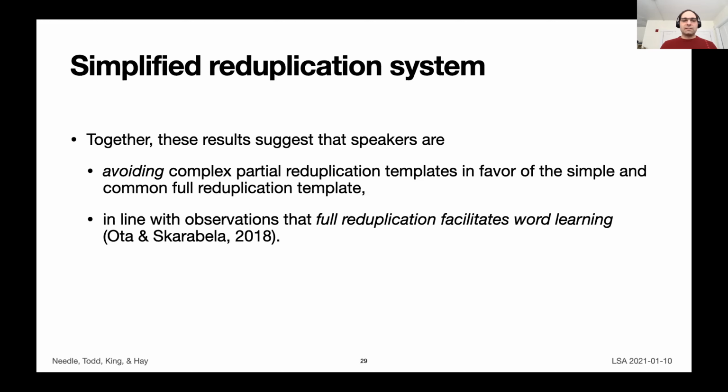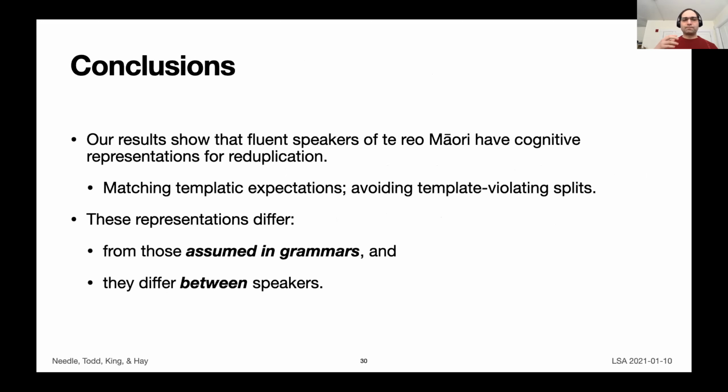Together, these results suggest that speakers are avoiding complex partial reduplication templates in favor of the very simple and common full reduplication template. And this is in line with observations that full reduplication is easy and helpful, for example, facilitating word learning in younger children. And to conclude, we say that speakers of Te Reo Maori have cognitive representations for reduplication, which differ from those assumed in published grammars and which vary between speakers.